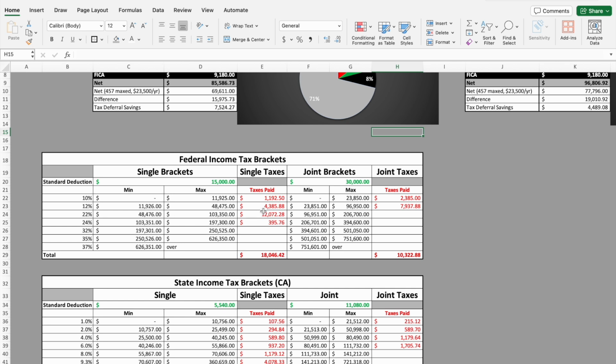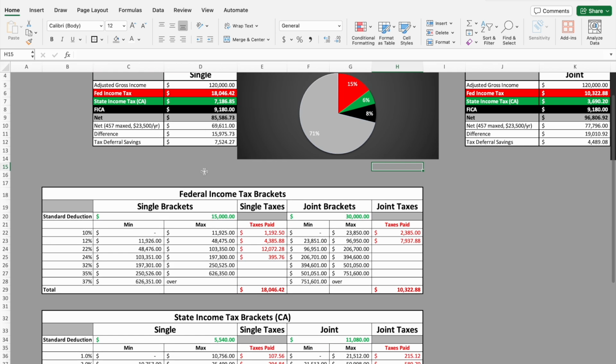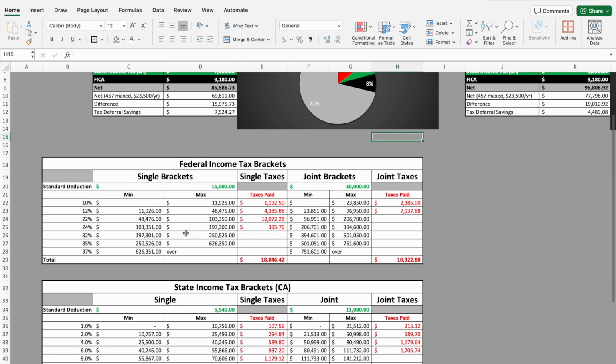They're paying approximately $12,000 in there. And then from here, 103 up to the 197, it's a much smaller number. Because of this deduction here, the government is looking at you, instead of making the 120, as if you make 105. So it's really only 103,000 up to 105,000 that you're getting taxed at that 24%.